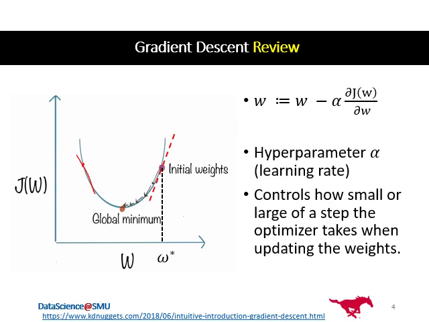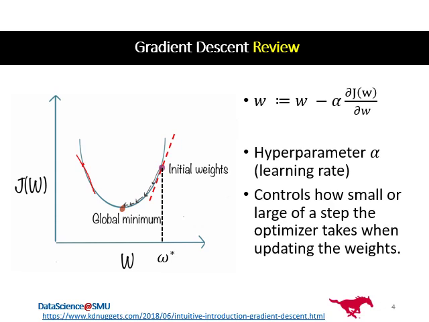So the idea is to move in the direction opposite to that of the gradient, and that is what is represented by this equation here. So the new weight is equal to the old weight minus the gradient of the cost with respect to the weight. You will also notice that you have this term alpha, and alpha is actually the learning rate. This is a hyperparameter used during the training process, and this controls how large or how small of a step the gradient descent algorithm will take between iterations.